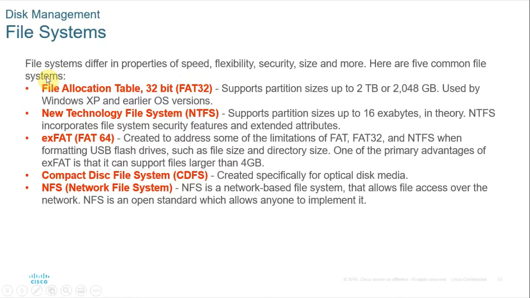Here we have some common file systems. File allocation table, FAT32, is used for 32-bit. When you are using Windows XP, Vista, all those, we go for file allocation table FAT32. And NTFS, almost all new operating systems support NTFS. Extension FAT.